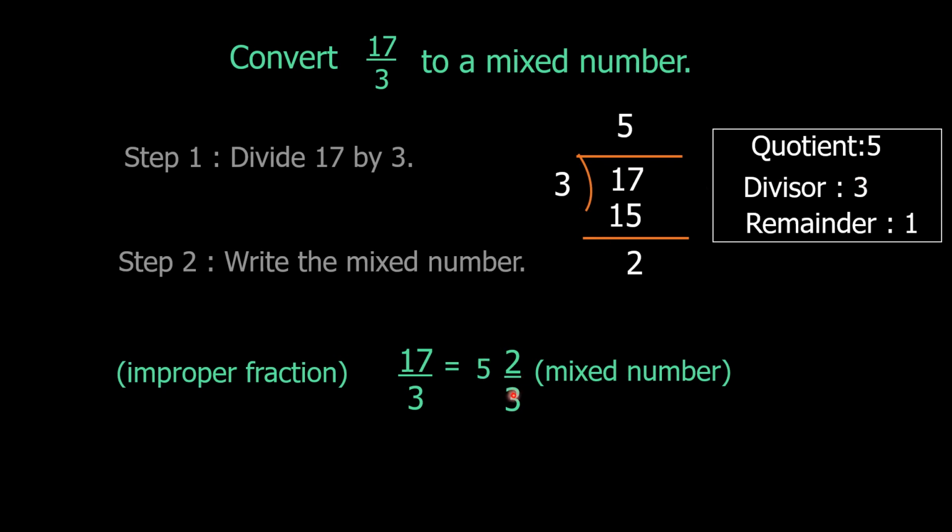Okay. 5 3s are 15. 15 plus 2 is 17. 17 by 3. So when we divide, first write the quotient here. Then 2 remainder in the numerator. Then the divisor 3 in the denominator.